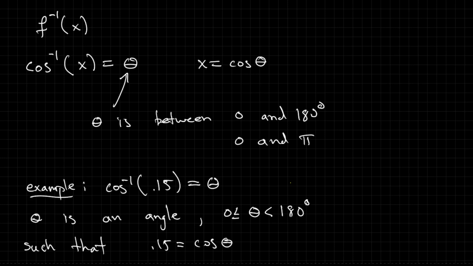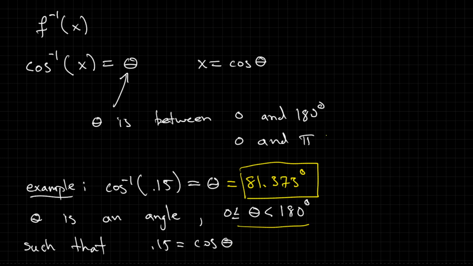Now every calculator, at least every scientific calculator, is going to have an inverse cosine button, and I'm going to use that right now in order to figure out what cosine inverse of 0.15 is. Now I have my calculator in degree mode here, so I get a degree answer for this angle, and what I would get is 81.373 degrees. And so what this is telling me is that this 81.373 degrees is an angle between 0 and 180 such that cosine of that angle is 0.15.